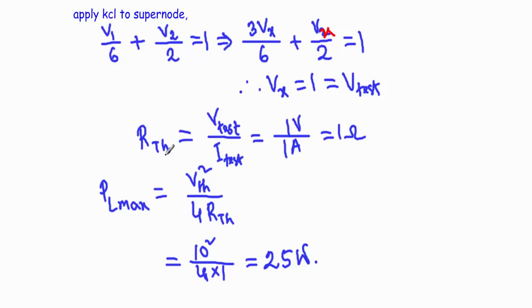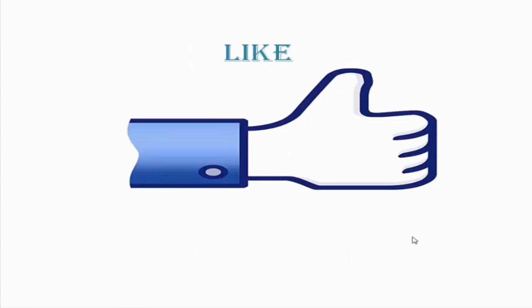Now what is our Thevenin resistance? V test divided by I test. V test equal to 1 volt, I test equal to 1 ampere, so I get RTh equal to 1 ohm. Now what will be our PL max, the maximum power transfer to the load? Vth square divided by 4 RTh. Here Vth square equal to 10 square, so I will write 10 square divided by 4 into 1, which will finally give us a value of 25 watt. So this is the maximum power that will be delivered to the load for this circuit.